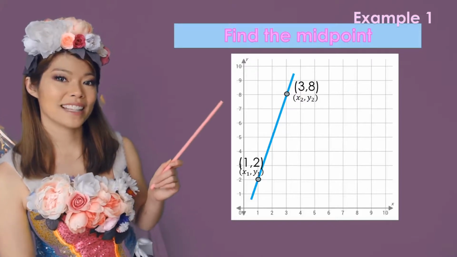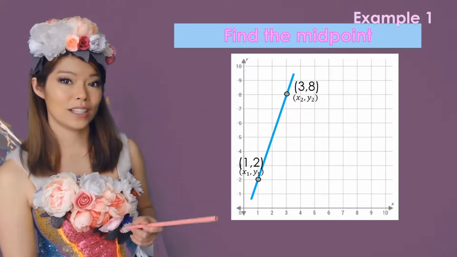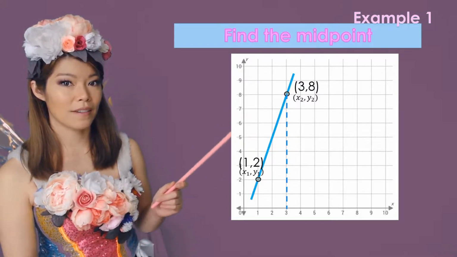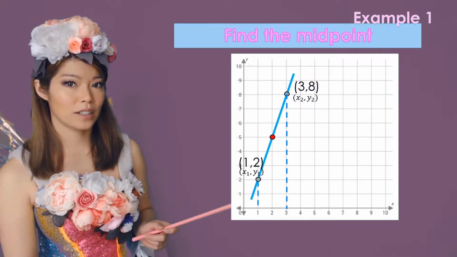So here we have an example. We have 2 points. How do we find the middle of these 2 points? We can look at the x values. So we can have 3 there and we have 1 there. Well, the middle of 3 and 1 is 2.